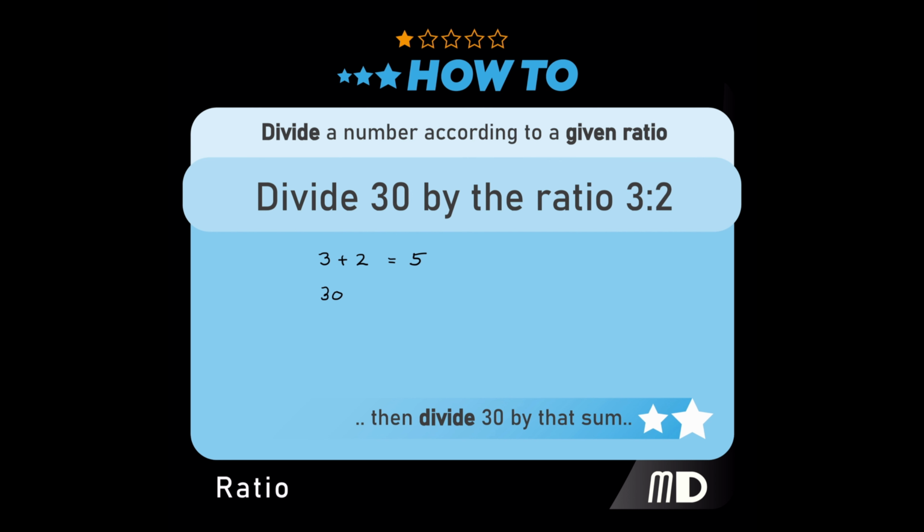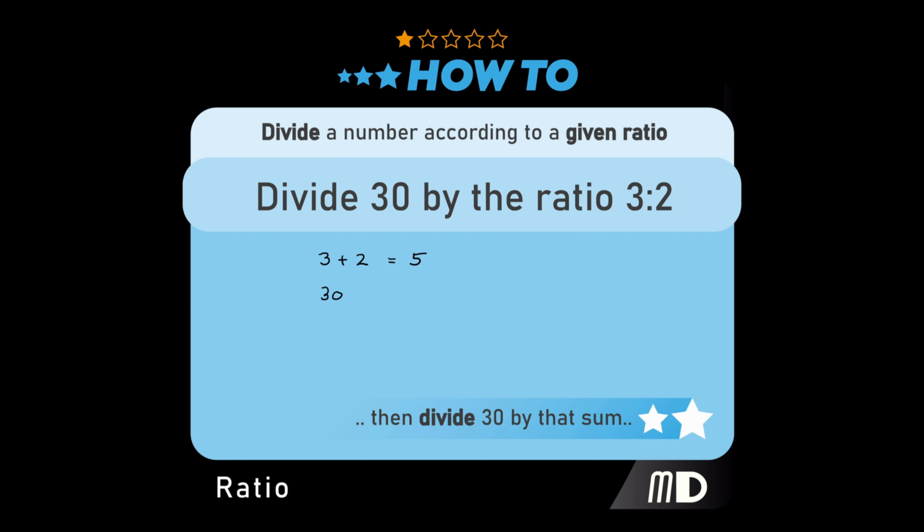Finally, to finish answering this question, we need to multiply 6 by each of the digits in the ratio. 6 multiplied by 3 is equal to 18. And 6 multiplied by 2 is equal to 12. So the answer to the question is 18 and 12.